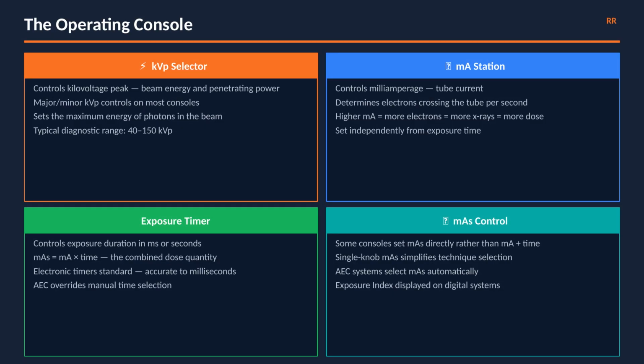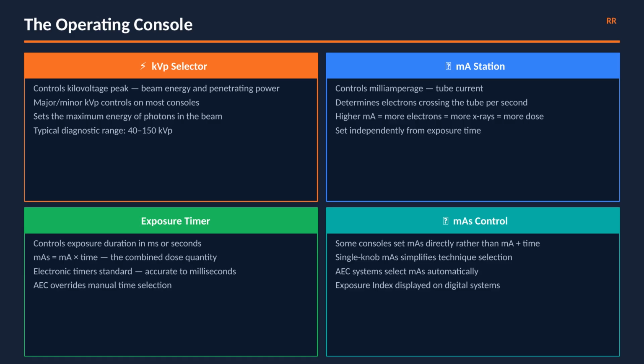The operating console is where the radiographer controls three fundamental tube parameters. kVp, kilovoltage peak, controls beam energy. It sets the maximum energy of photons in the beam and determines penetrating power. Typical diagnostic range is 40 to 150 kVp.